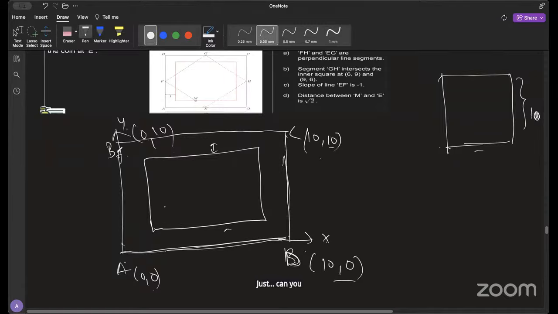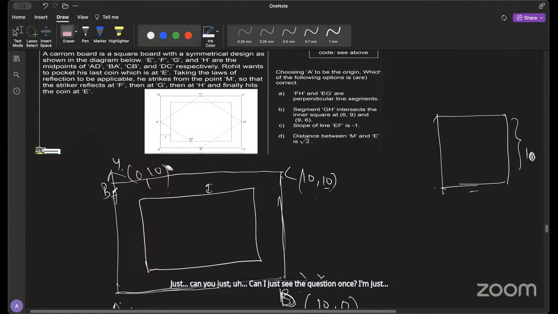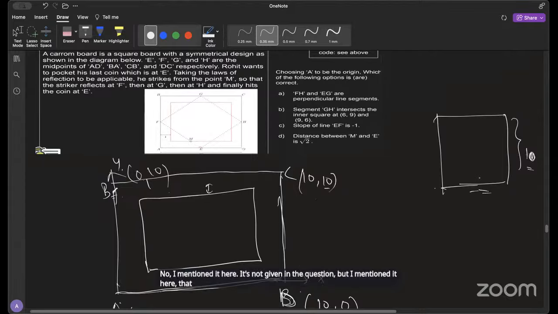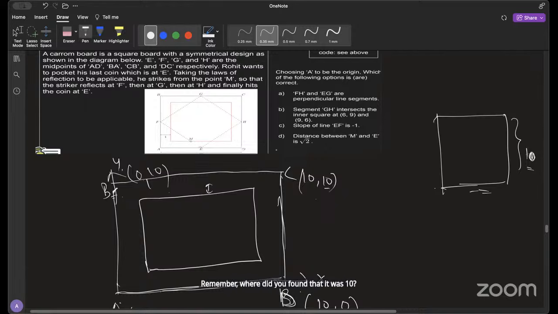Can I just see the question once? It's a square of 10. Is it given? No, I mentioned it here. It's not given in the question, but I mentioned it here that it's a square of length 10. But where did you find that it was 10? It is not mentioned in the question, but I know that this is 10. This is missing in the question. Okay, that was missing in the question. That's why I explicitly mentioned it here.